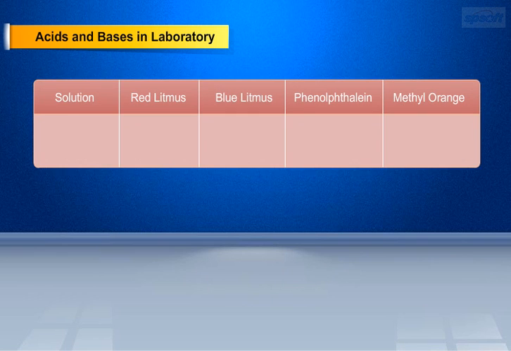Record the changes. We see that hydrochloric acid remains the same color for red litmus paper. Hydrochloric acid changes blue litmus to red. Hydrochloric acid becomes colorless when phenolphthalein solution is added. And hydrochloric acid becomes red after adding methyl orange.